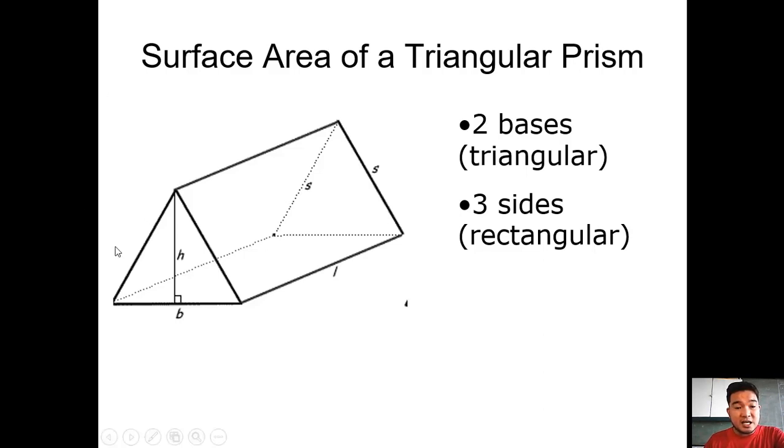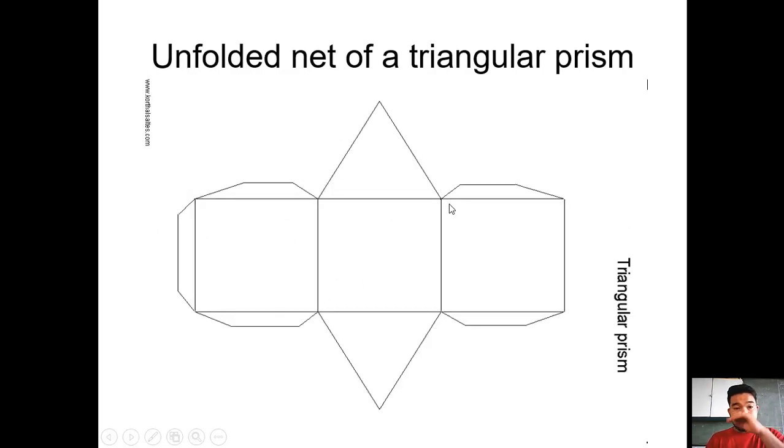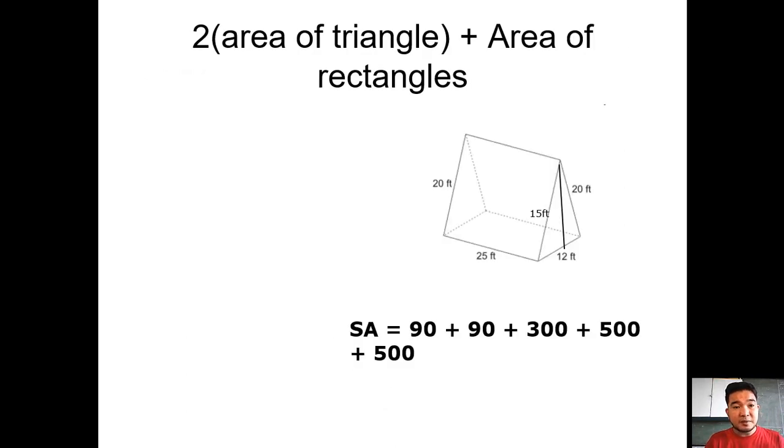So we have two bases here, two triangular bases. This is the first base and the second base is right there. And then we have three sides which are rectangular. One at the right, at the left, and at the bottom. If we unfold the triangular prism, it will look like this. Two areas of triangle plus area of rectangles. So that is how we solve for the surface area of a triangular prism.